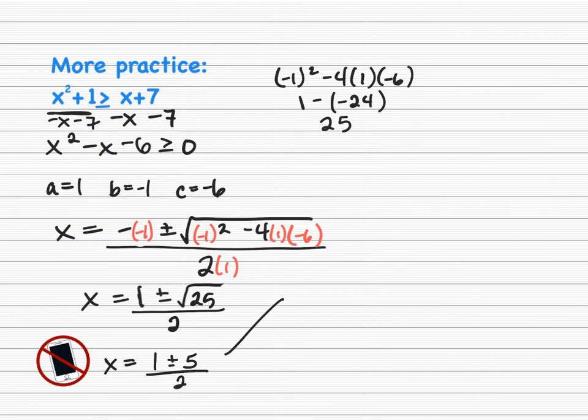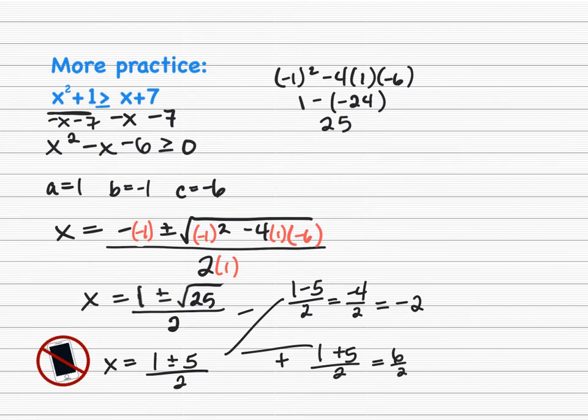So I'm going to split it into the positive and the negative. So 1 minus 5 divided by 2 is -4 divided by 2, which is -2. 1 plus 5 divided by 2 is 6 divided by 2, which is 3. So those make up my 2 boundaries. And that was probably a little excessive for what work I was showing.